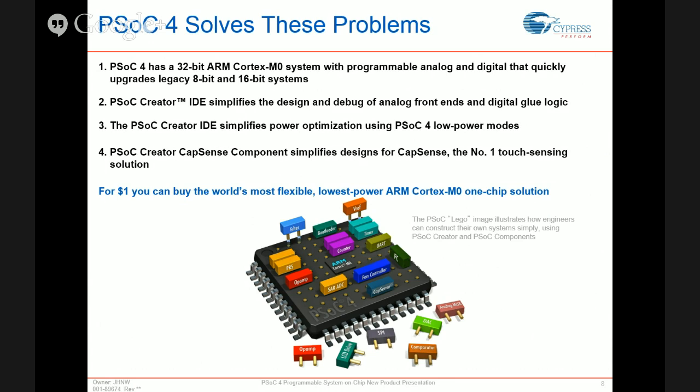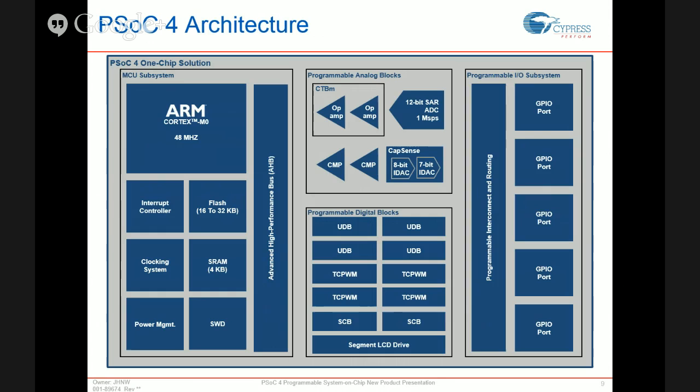In essence, at a very high level, we're taking all these sophisticated system functions like CapSense, or capacitive touch sensing, as an example, and we abstract these out at a modular level so that the designer does not have to go down to the nitty-gritty details of working with the technology. He just has it available in a high-level block that's easy and simple to use and get started with. So to reiterate, for $1, you can buy the world's most flexible and lowest power ARM Cortex-M0 based single chip solution.